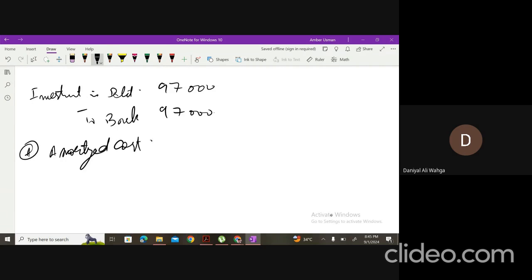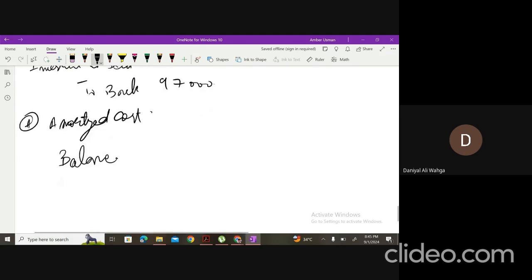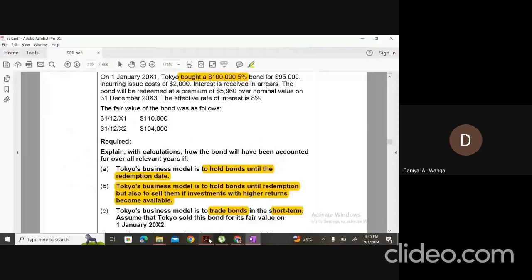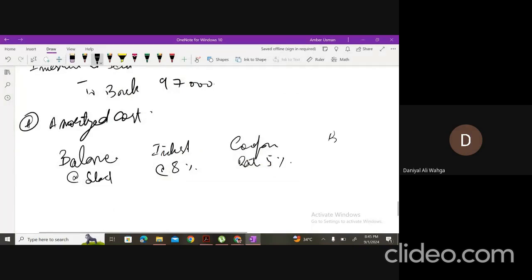What is amortized cost? It is very similar to a lease, where we need to prepare an amortization schedule: balance at start, interest at the rate of 8%, which is the effective rate of interest, and here you will put the coupon rate, that is 5%, and the balance at end.